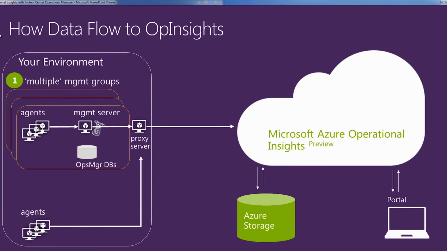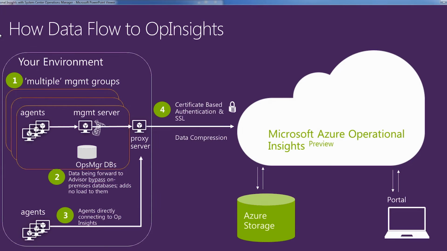We can have multiple management groups as well, so if we do have this across multiple disparate sites, we can take this data in from multiple different locations. As we're showing in the workflow here, we have data that can be forwarded to or bypass the Operations Manager database, in some cases both. Agents, as I mentioned, can connect directly to the Operational Insights, and this is all done through certificate-based authentication and SSL, so all this data being transmitted is completely secure.